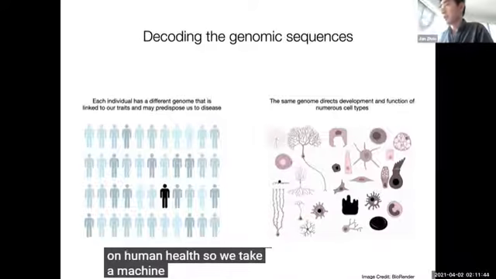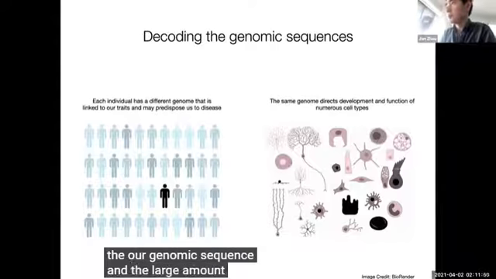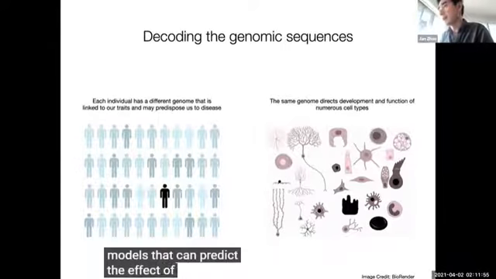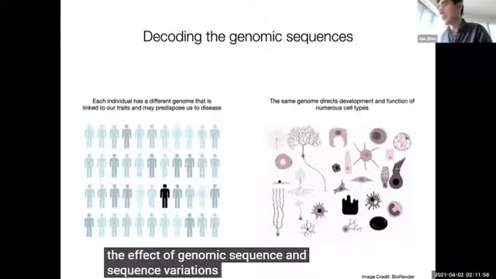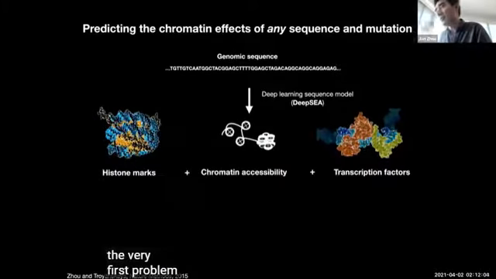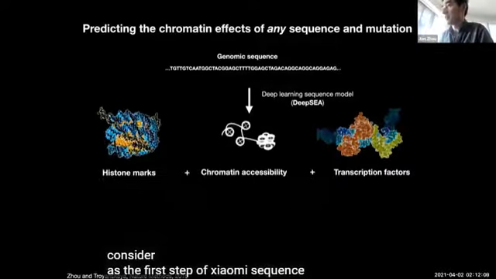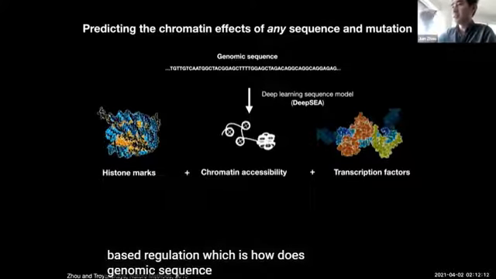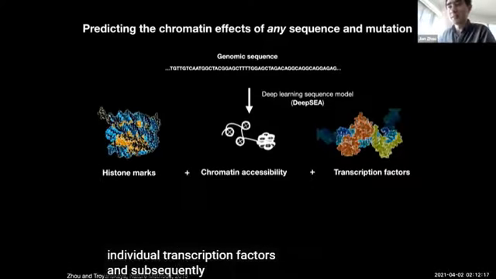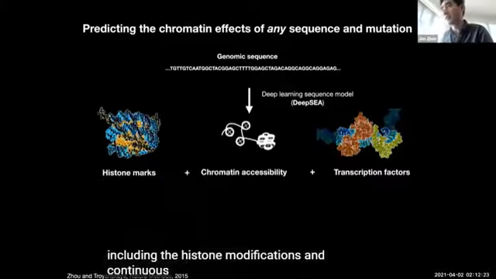So we take a machine learning approach to utilize genomic sequence and the large amount of functional genomic data that are available to build models that can predict the effect of genomic sequence and sequence variations. So I'll start from the very beginning. The very first problem that we look at is what we consider the first step of genomic sequence-based regulation, which is how genomic sequence decides the binding of individual transcription factors and subsequently the organization of chromatin, including the histone modifications and chromatin accessibility.